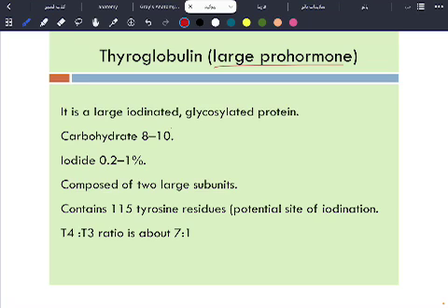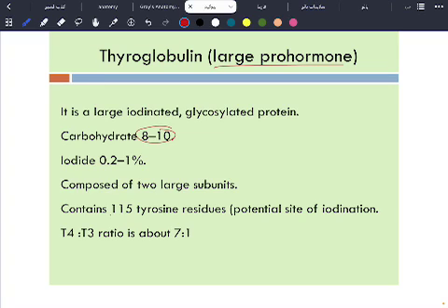We call it scaffold protein actually. It's a large iodinated and glycosylated protein, or glycoprotein, basically because the percentage of carbohydrates found in this molecule is from 8 to 10 percent, the iodination percent actually.